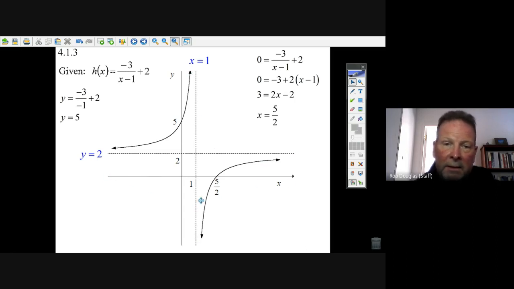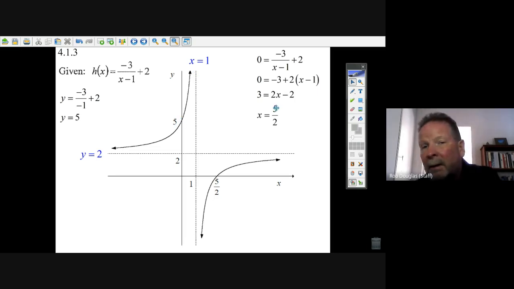There's your x-axis. There's your y-axis. Now you let x equals 0 to find the y-intercept. Well, if x is 0, that's minus 3 divided by minus 1, that's 3. 3 plus 2 is 5. So x is 0, y is 5. That's where it goes through there. 5, you just have to indicate the y-intercept.